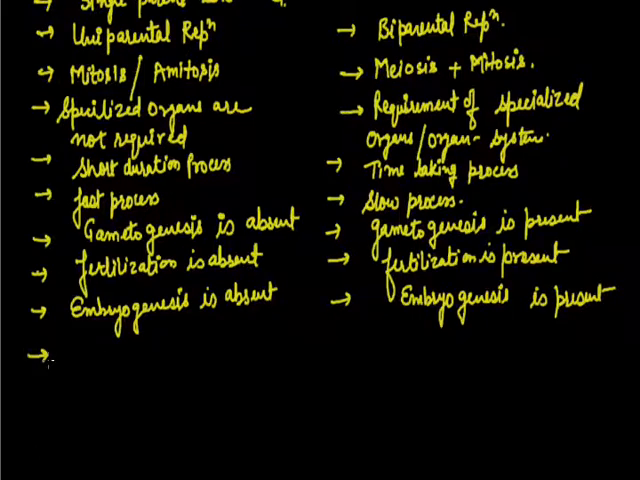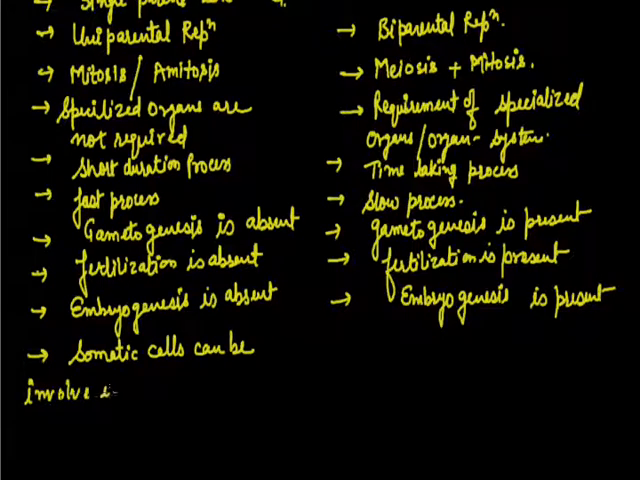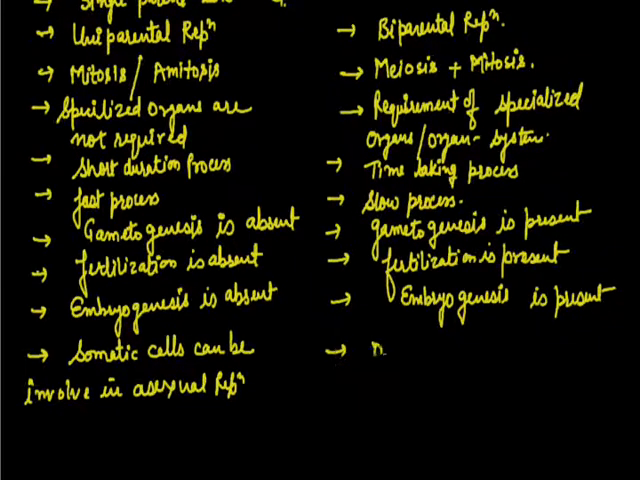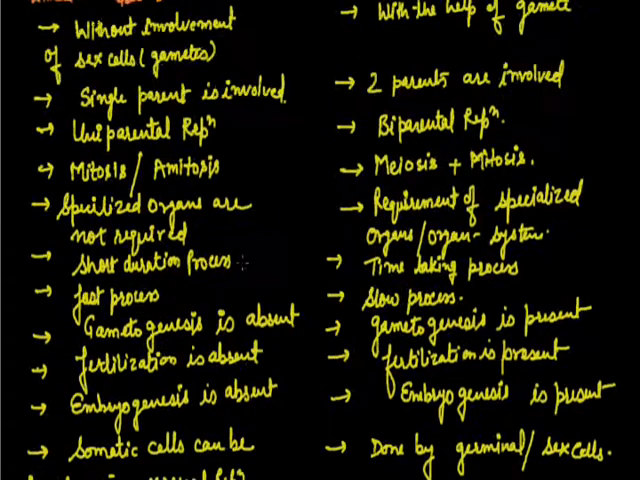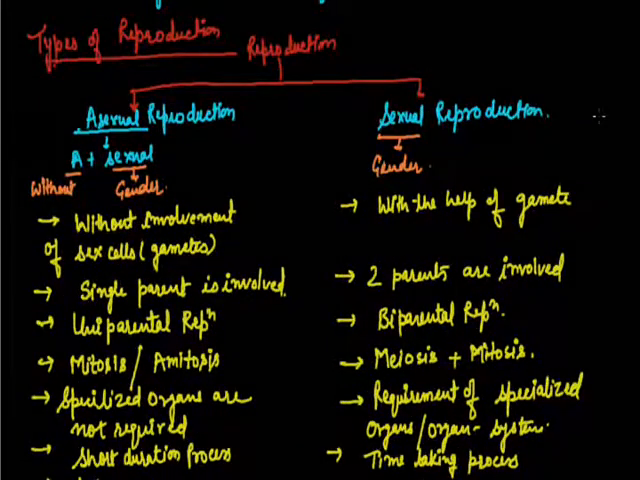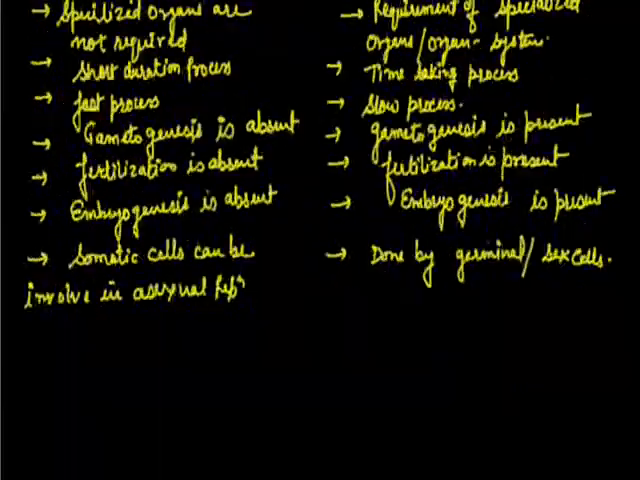Asexual reproduction can be done by somatic cells also, while sexual reproduction is always done by reproductive or germinal cells, or germ cells. So these are a lot of differences you can see between asexual and sexual kinds of reproduction.